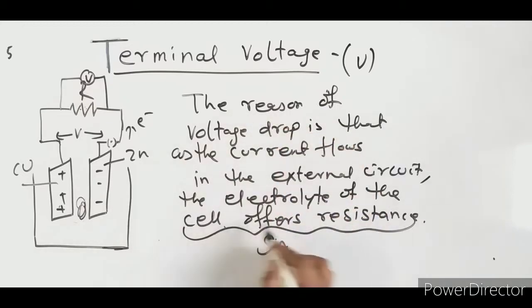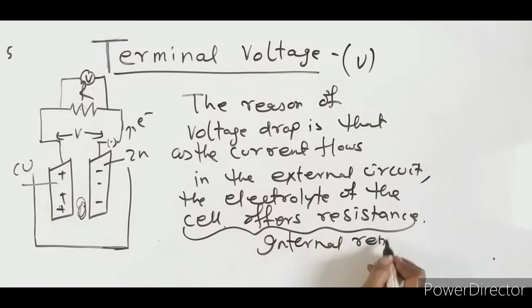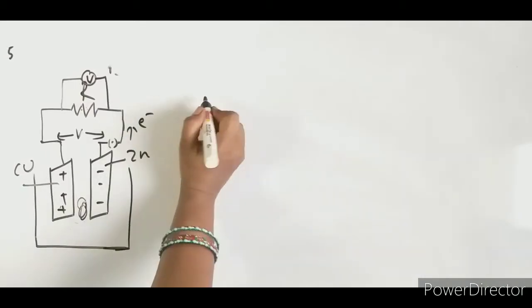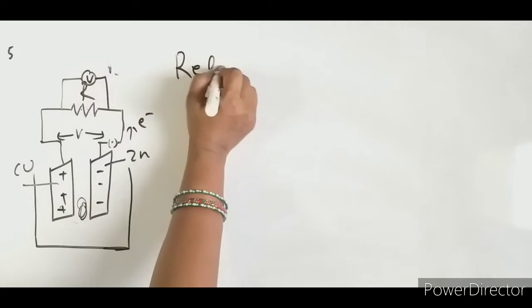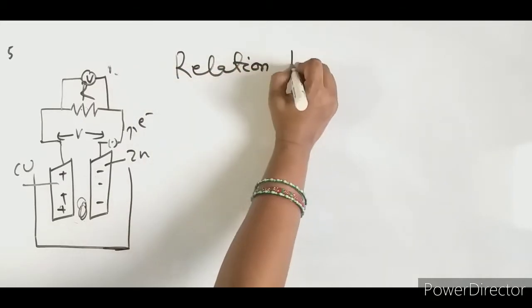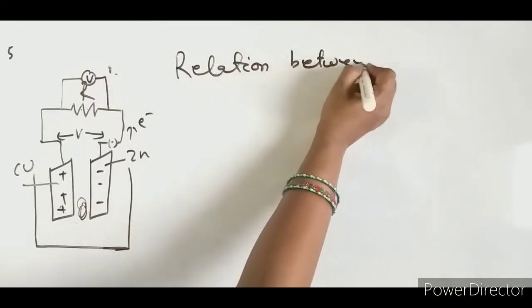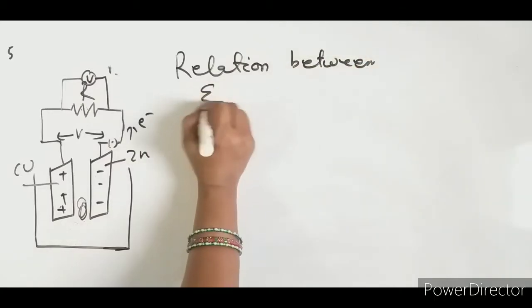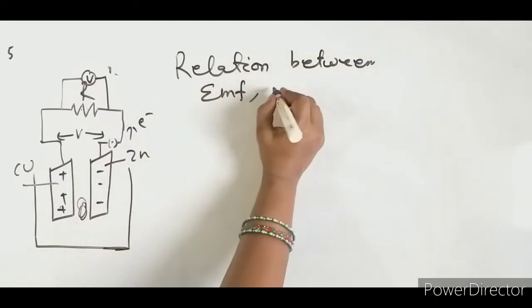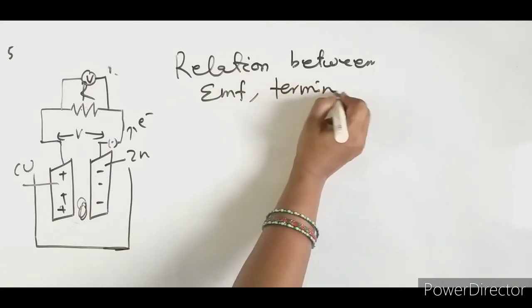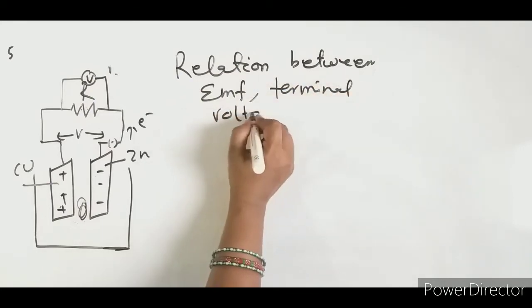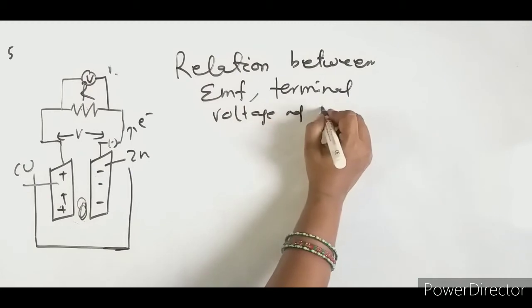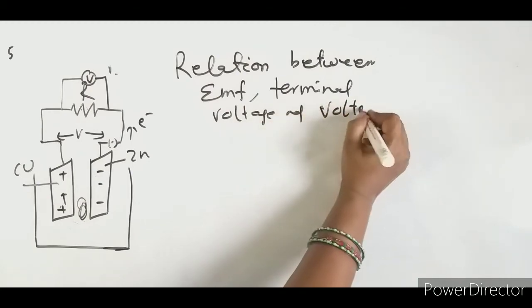But here, what offers this? This is known as the internal resistance of a cell. We will go for that. Now, the relation between EMF, terminal voltage and voltage drop.